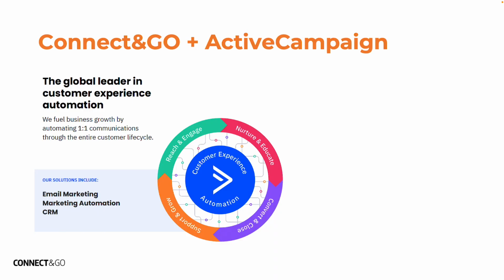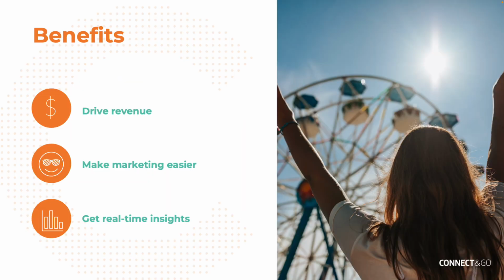Our ActiveCampaign integration helps operators accelerate business growth with one-to-one communications that connect across all channels and through the entire customer lifecycle. Our integration has 3 key features: email marketing, marketing automation, and CRM. This offers 3 major benefits to marketers. It helps them drive revenue by creating and capitalizing on the opportunities to send targeted messages at the right time through the power of marketing automation.